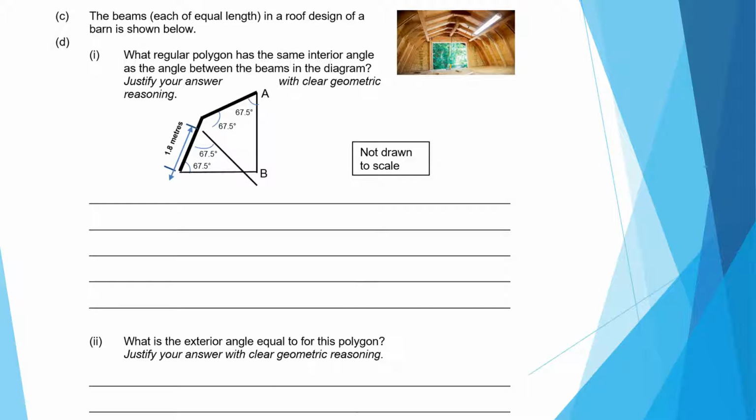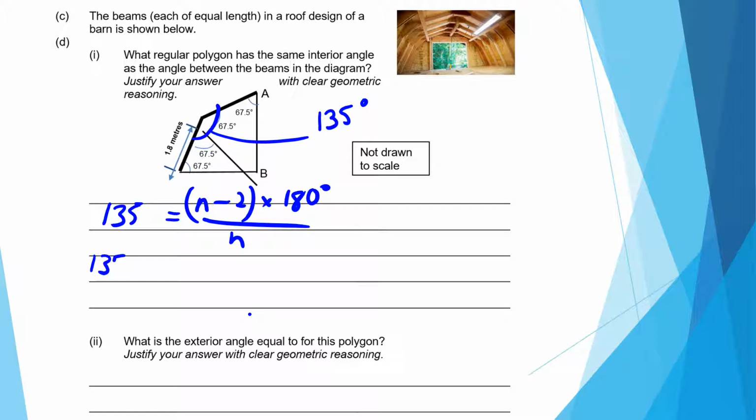Okay, so what we've got here is that one of the interior angles of this polygon is two lots of 67.5 degrees, so it's 135 degrees. Now, the interior angle of a regular polygon equals the number of sides minus 2, multiplied by 180, divided by the number of sides. Now we know that in this case that's equal to 135.